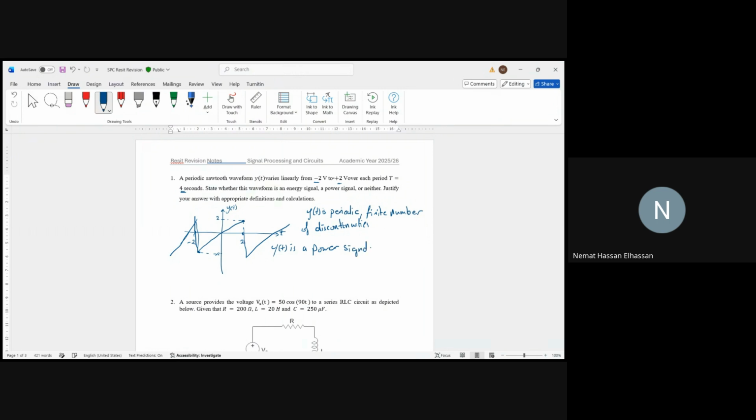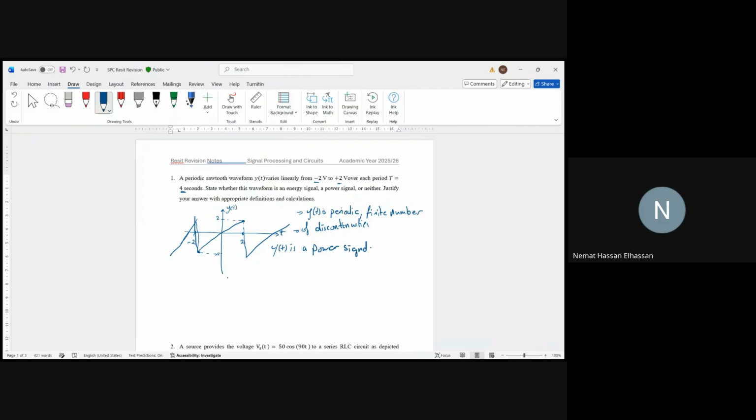So this answers the first part of the question, to state whether this is an energy or power signal. Then we have to justify our answer with appropriate definition and calculation. So here we gave the definition of a power signal. Next, all we have to do is just calculate. And if we're able to calculate the finite power of the signal, then we complete the answer.